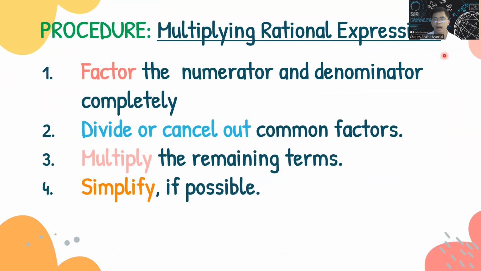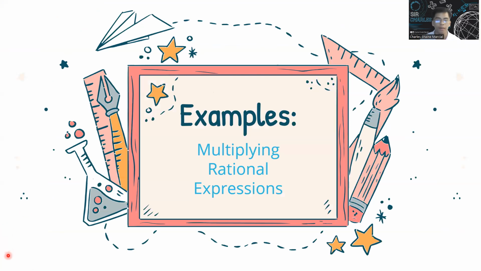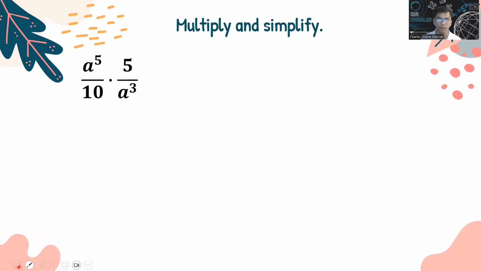Okay, so here's the procedure or steps on how to multiply rational expressions. First, we will factor the numerator and the denominator completely. Second, we will divide or cancel out common factors. Third, multiply the remaining terms and we can simplify it if possible. Next, let's have an example para mas maintindihan natin at para magamit natin yung procedure.